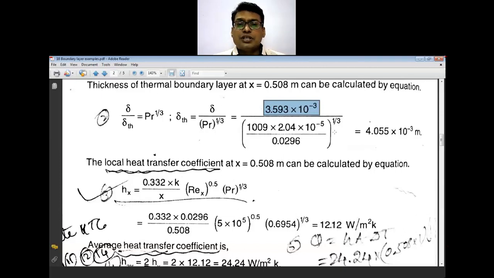So then next is the calculation of the heat transfer coefficient, Hx, where the Nusselt number is equal to 0.332 into Reynolds number raised to 0.5 into Prandtl number raised to the 1/3. So substituting the value of Reynolds number, the value of Prandtl number, the thermal conductivity and the distance x, the heat transfer coefficient comes as 12.12 watt per meter square Kelvin.